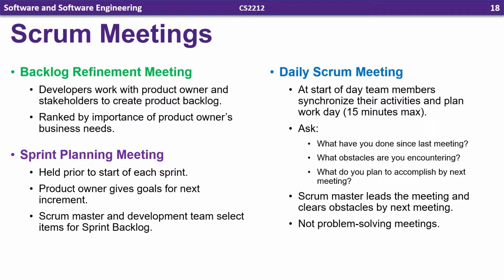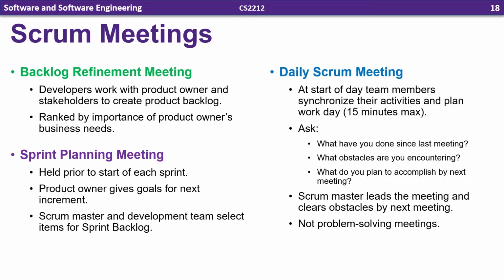The next one is going to be the daily Scrum meeting. This is one that happens every day, whereas the sprint planning meeting only happens once a sprint, so maybe every 2 weeks to 4 weeks. The daily meeting happens every day. And because it is a daily meeting, it is limited to 15 minutes maximum. We don't want to use up all the developer time in meetings.